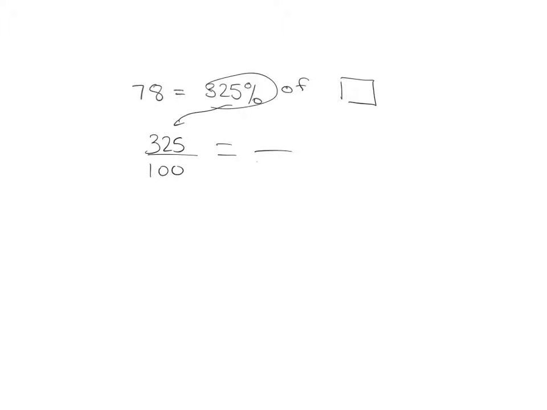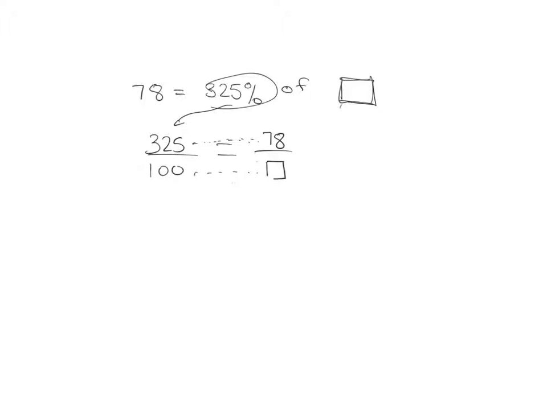Now here's always the tricky part. This box here is our 100% value. We don't know what it is here. So what we've got here is we've got an unknown, and it's found on the bottom. Okay, because it goes across from the 100%. The answer to this is actually 78. So 325% of some number gives us 78. So the 325% amount is 78 here.